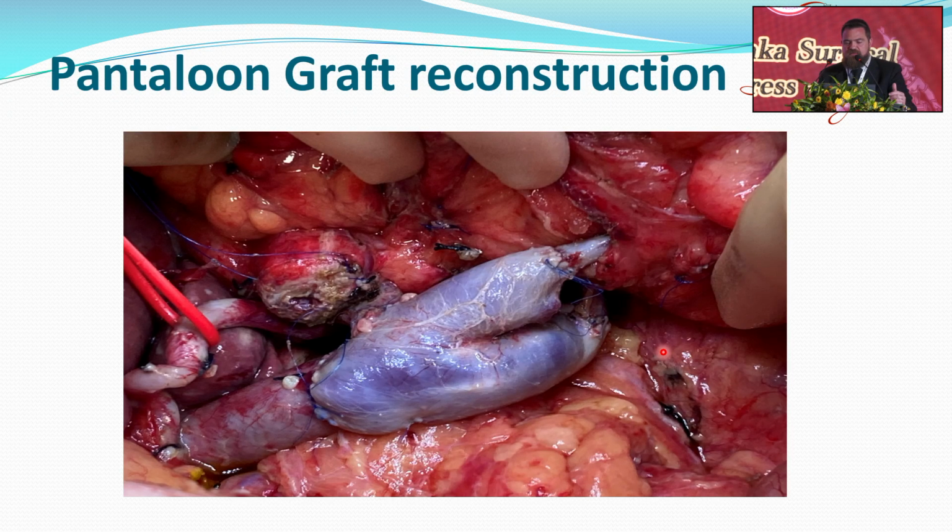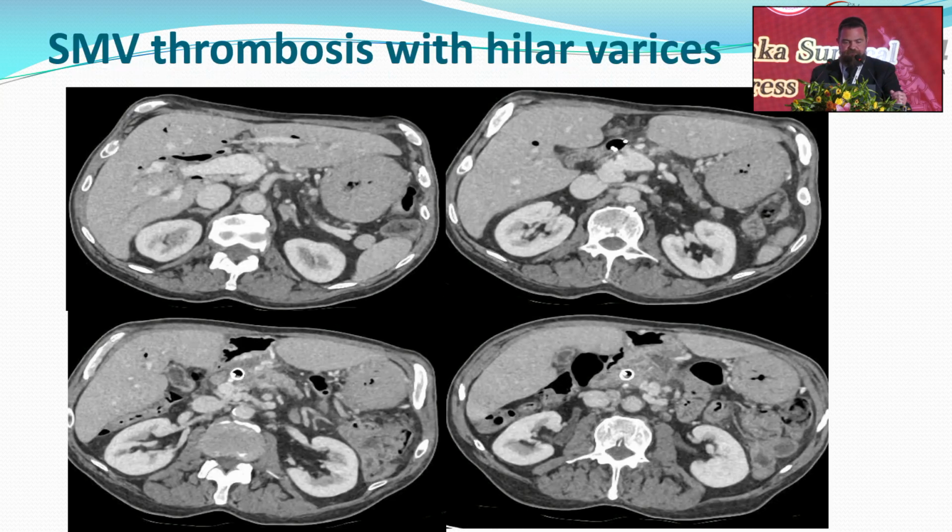This is another example where the tumor was involving both branches at very close proximity to the SMV. So we took control of both of them, resected both of them, and this is an interposition pantaloon graft. It's a cadaveric iliac vein, and you can see here that the splenic vein was also anastomosed in the graft to have outflow from the spleen after the Whipple procedure.